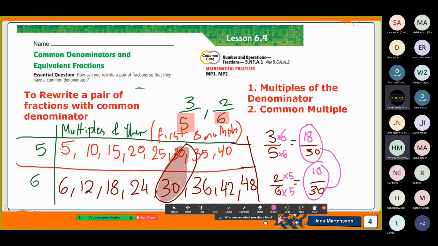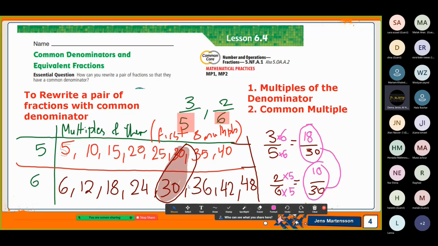Yes, teacher. So the first step, I will write the multiples of the denominator. Then I will see where are the common multiples. Then I will rewrite the fractions with a common denominator. And since I changed the denominator, I must change the numerator. Got it? Yes, teacher. Okay.